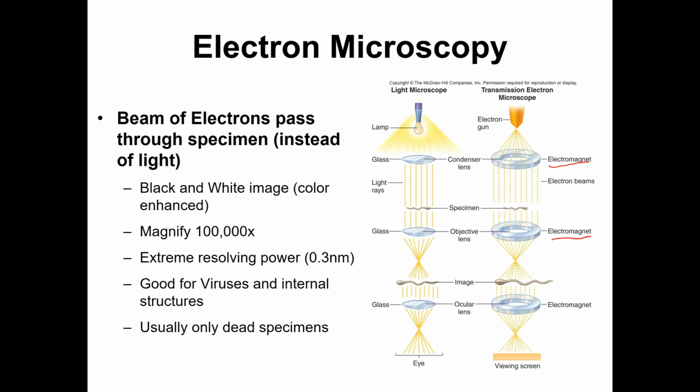Eventually, the image gets flipped. It would normally pass through your ocular lens in your light microscope, but instead, in an electron microscope, you guessed it, yet another electromagnet. Now, with light microscopes, you can view the specimen with your own eyes. With electron microscopes, you don't get to do that. You do not want a beam of electrons shooting you in the eyeballs, so instead, you have to view it on a separate viewing screen.